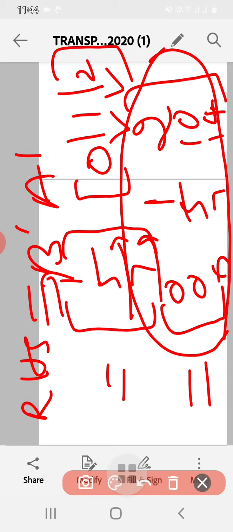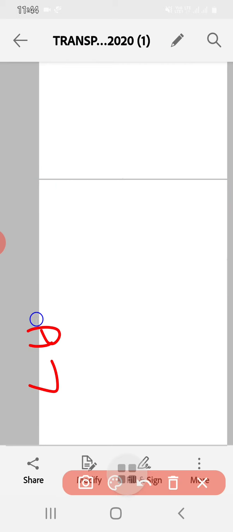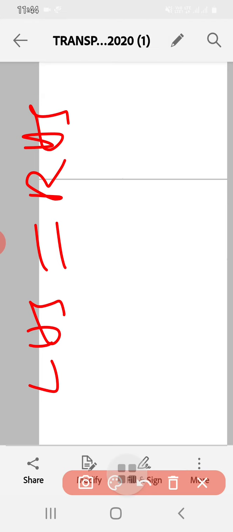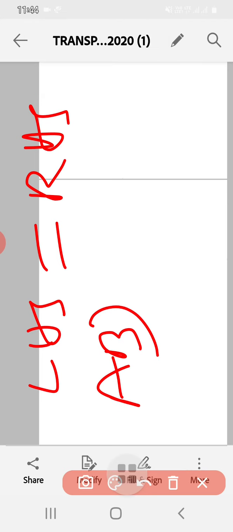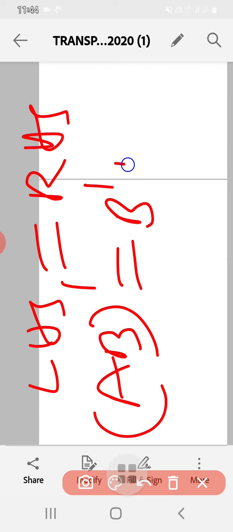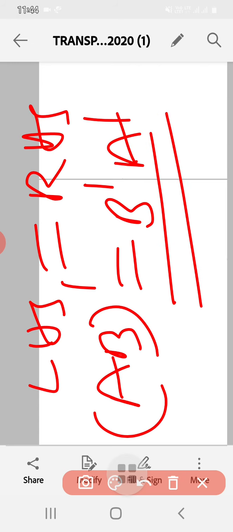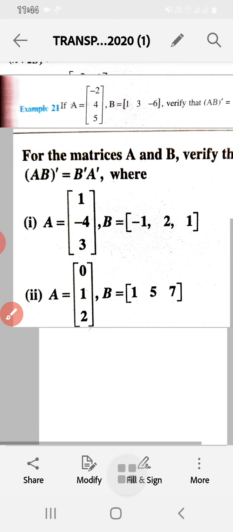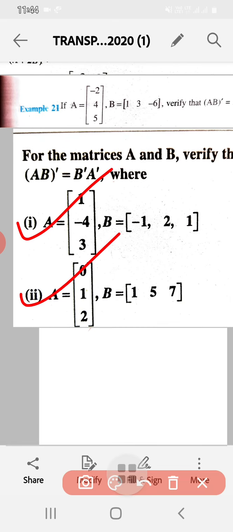So comparing LHS and RHS, you see that LHS is equal to RHS. Therefore, in this case also we have proved (AB)' is equal to B'A'. So this is also a question carrying 5 marks. Okay, so these two have been covered here.